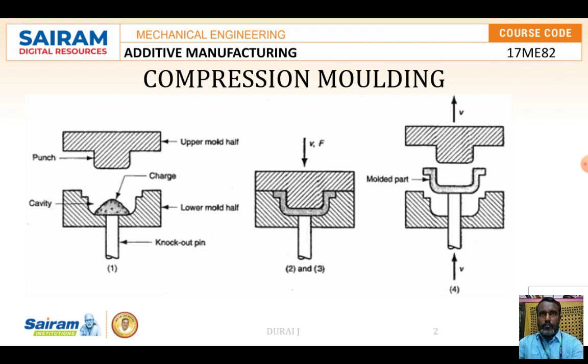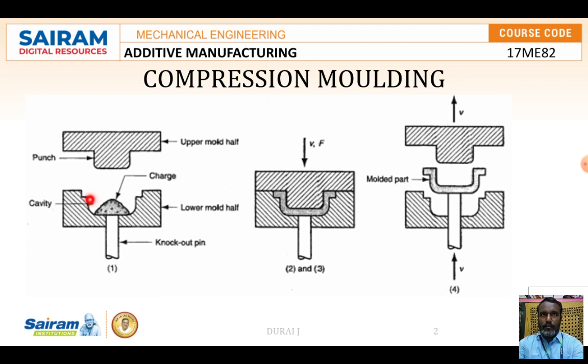Compression molding is used very widely all over the world. It is used for thermosetting materials. Here, compression molding has two halves, one upper and another lower. The lower half is usually made up of a cavity.